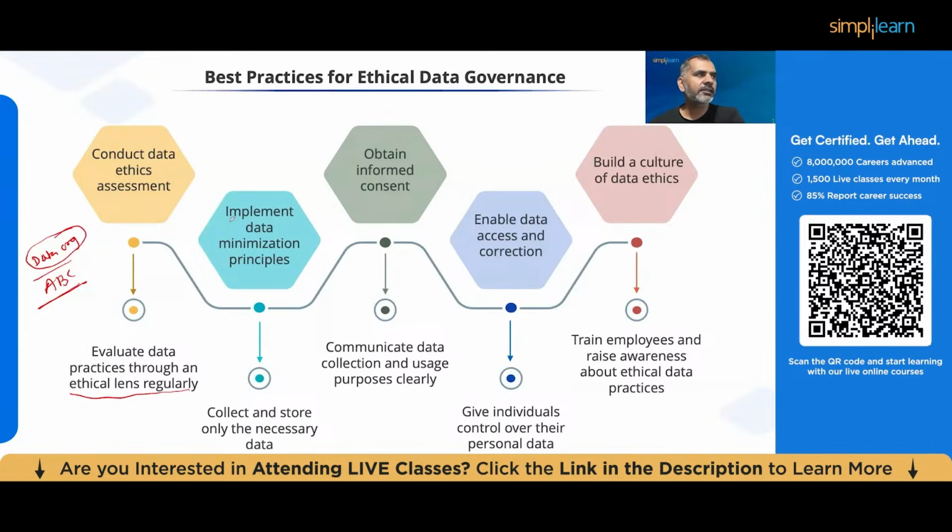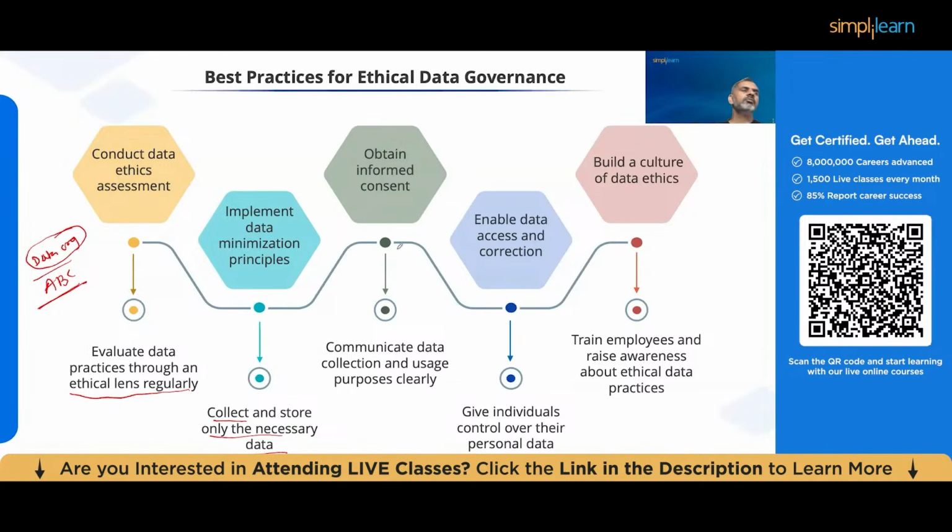Then the next is to implement the data minimization principle. This is very important because if you store minimum data, you have fewer chances of data breaches or loss of data. So always implement these practices. These are the standard practices which say: collect and store only necessary data. Do not store unnecessary data.